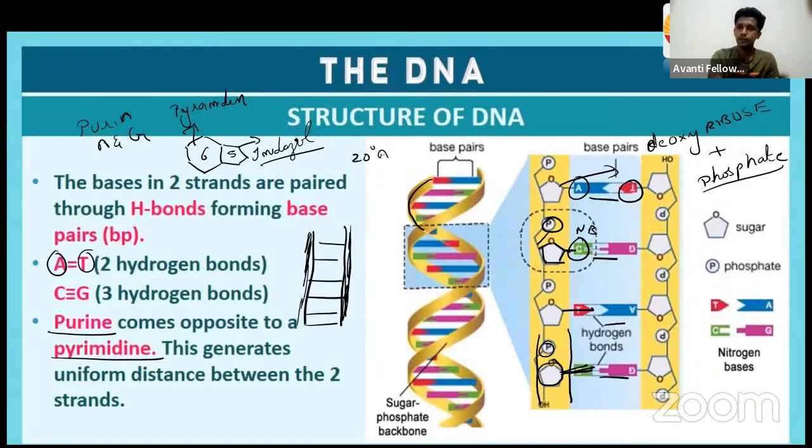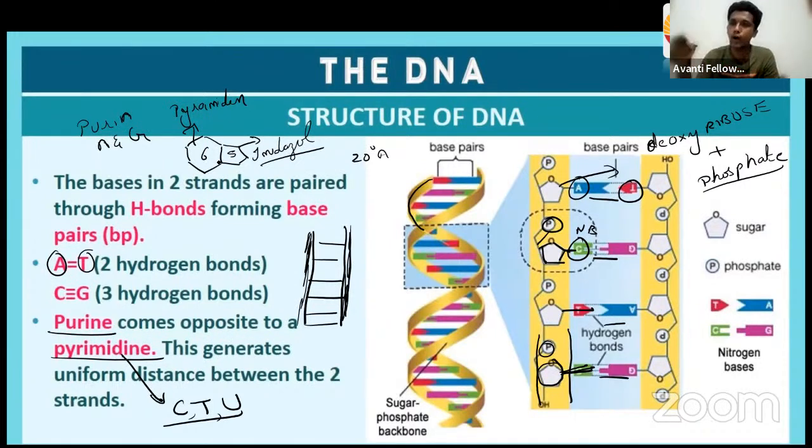When it comes to pyrimidines, the examples are cytosine, thymine and uracil. They contain only one ring, that is the pyrimidine ring, which is why they are called pyrimidines. Usually a purine always comes opposite to a pyrimidine. Whenever a purine comes opposite to a pyrimidine, it uniformly creates this stacked structure.